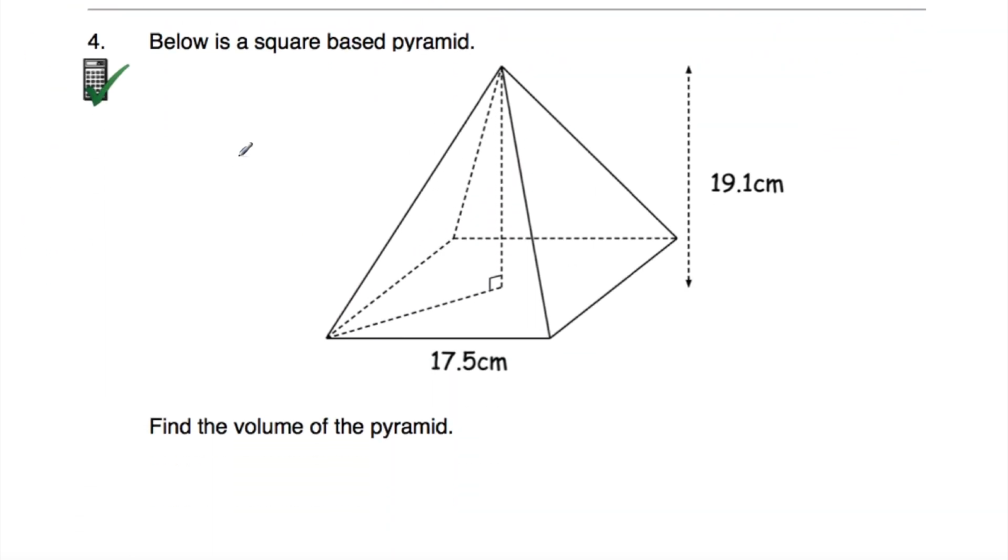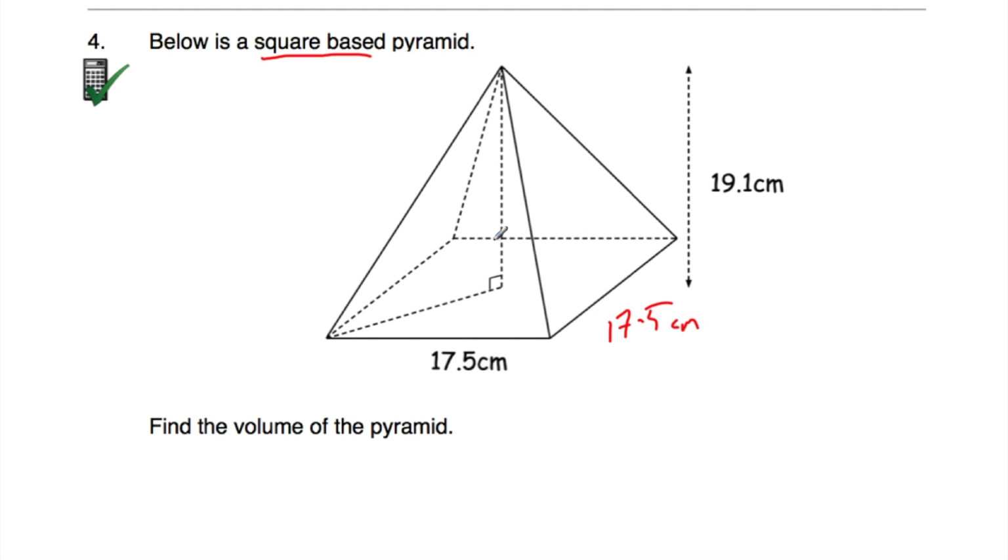Okay, let's look at our next question, question number 14. This is a calculator question, so that's quite nice. We can get our calculator. And we want to find the volume of this pyramid, and it's a square-based pyramid. So let's find the area of the square. So in terms of the square, we know that this length is 17.5 centimeters, and that means that that length would also be 17.5 centimeters.